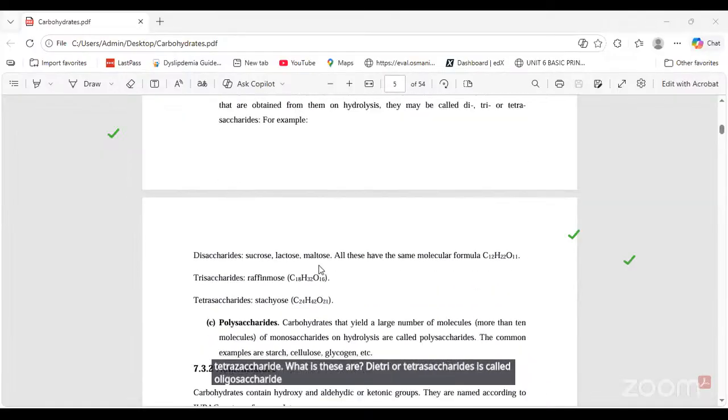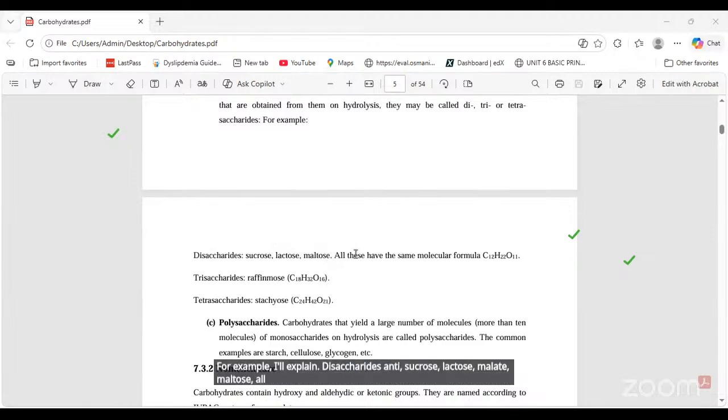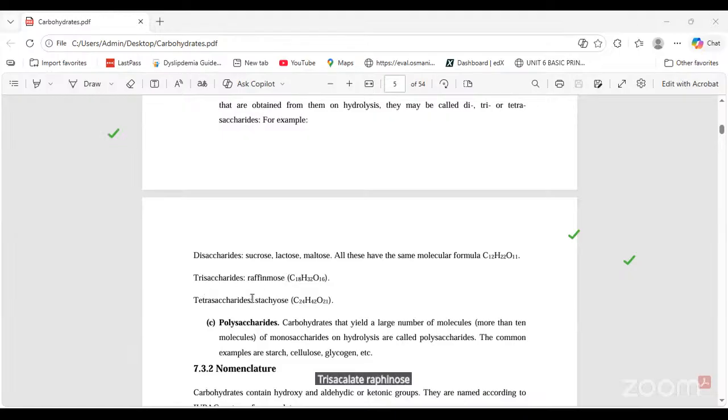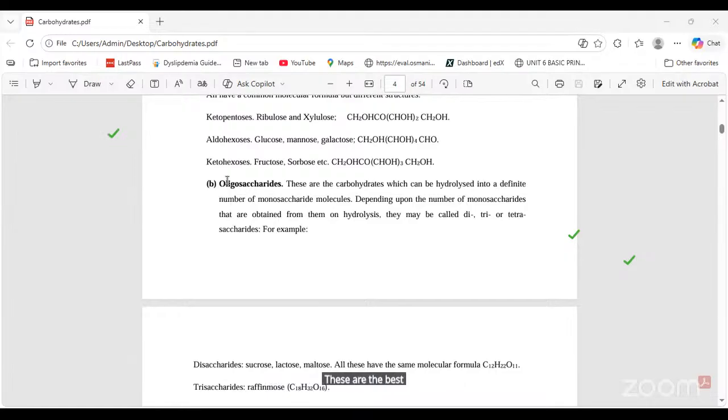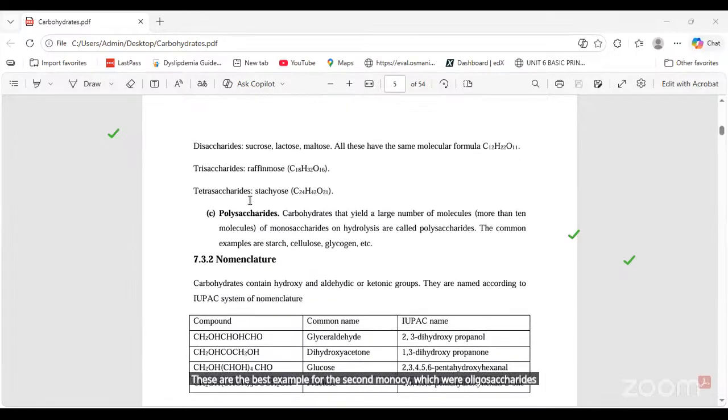For example, disaccharides are sucrose, lactose, maltose. All these have the same formula, C12H22O11. A trisaccharide is raffinose, and a tetrasaccharide is stachyose. These are the best examples for the second class, oligosaccharides.